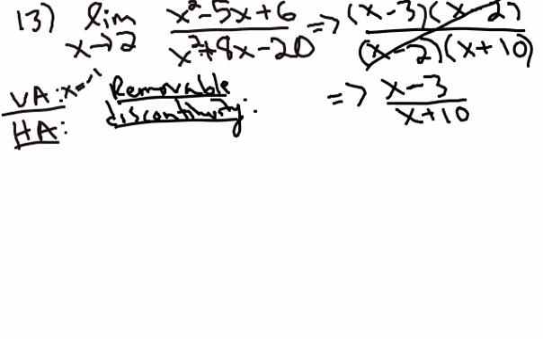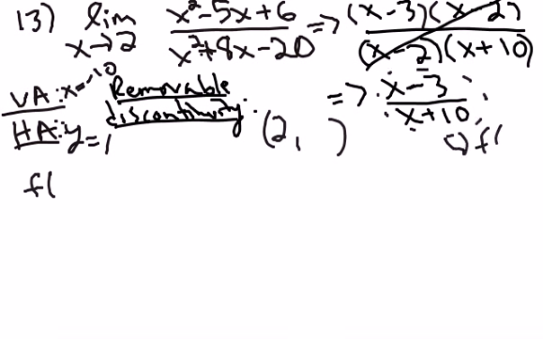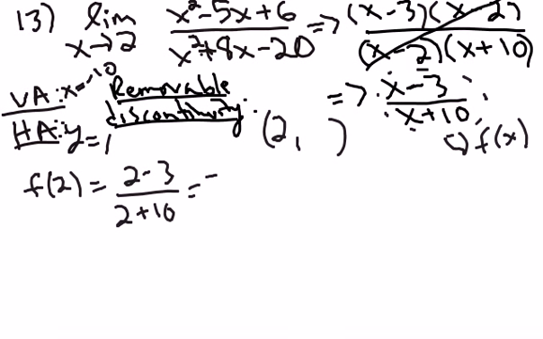at x equals negative 10. There is a horizontal asymptote of 1 because the degrees here are the same, so I do this coefficient divided by this one. And we can say that there is a removable discontinuity at 2 comma something, the 2 coming from setting this factor equal to 0 and solving. So to find what the something is, treating this as sort of my f of x, f of 2 is equal to 2 minus 3 over 2 plus 10, which is negative 1/12.